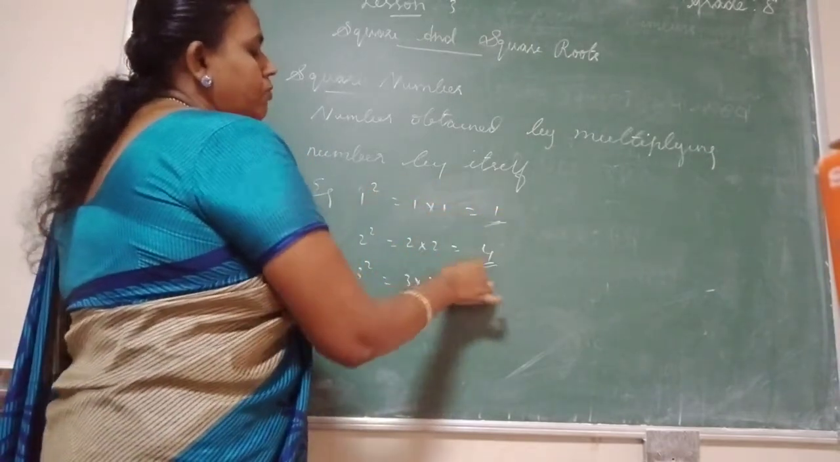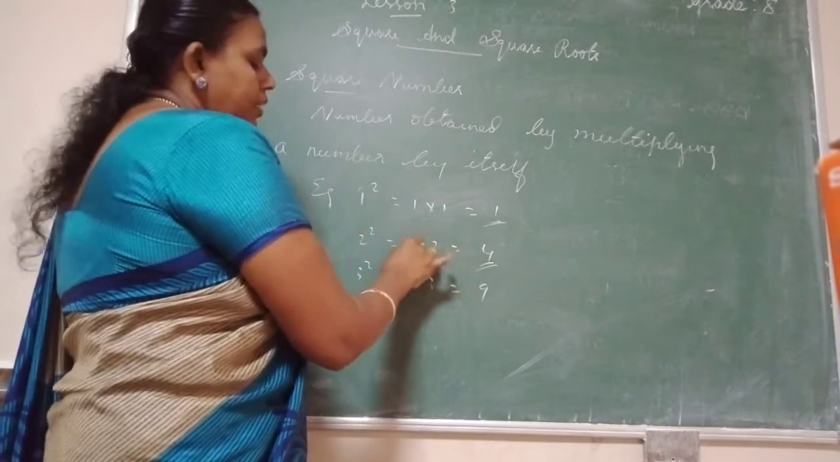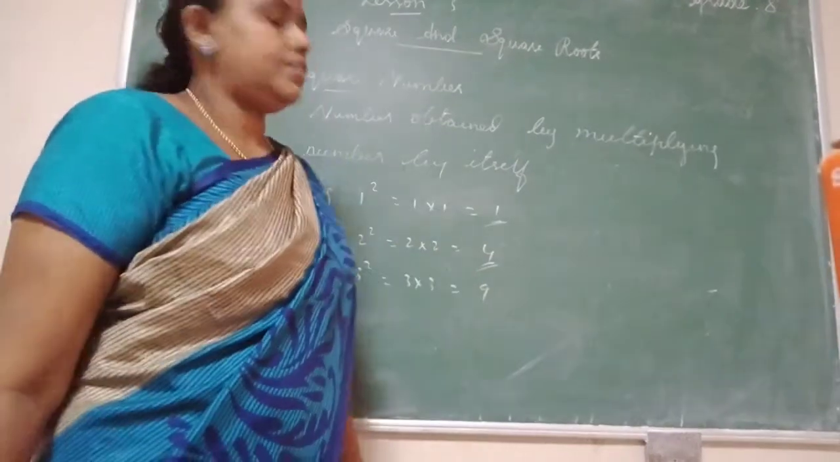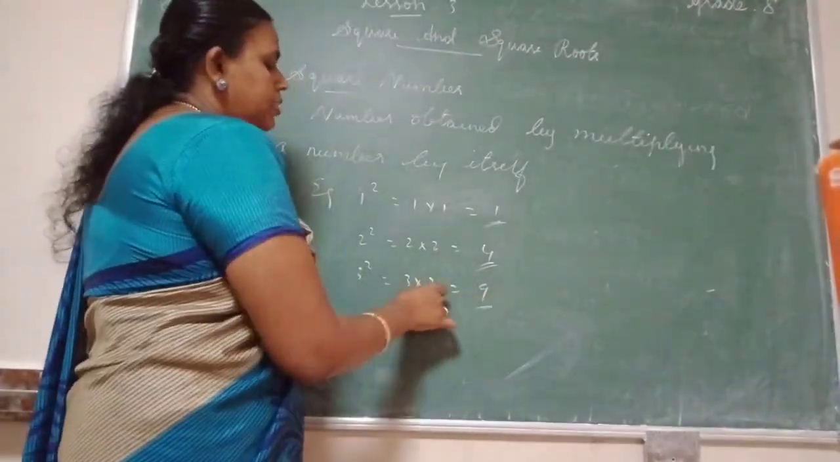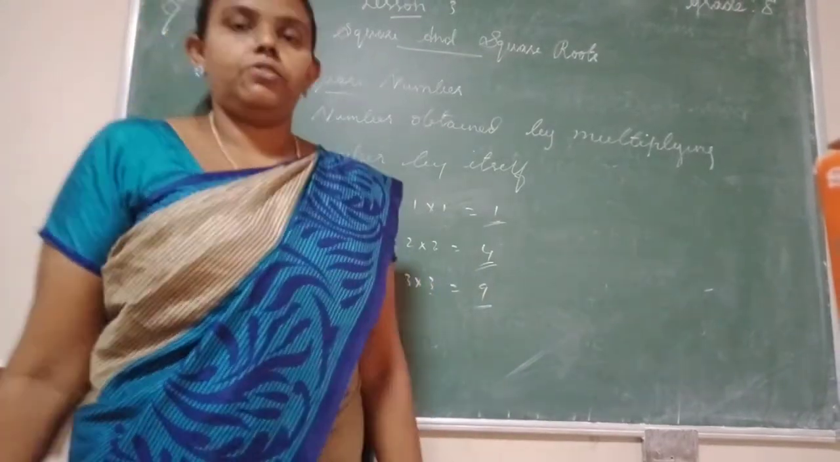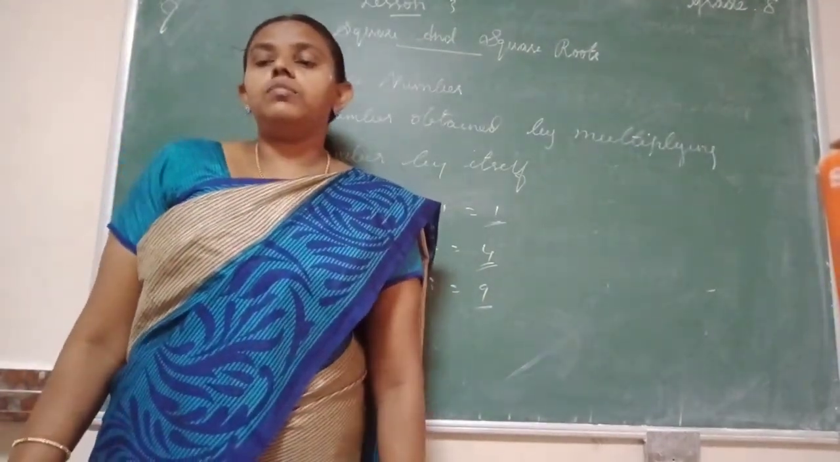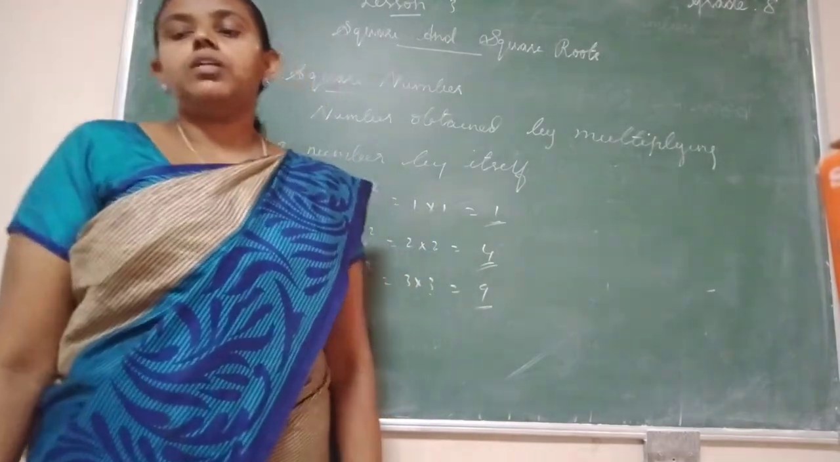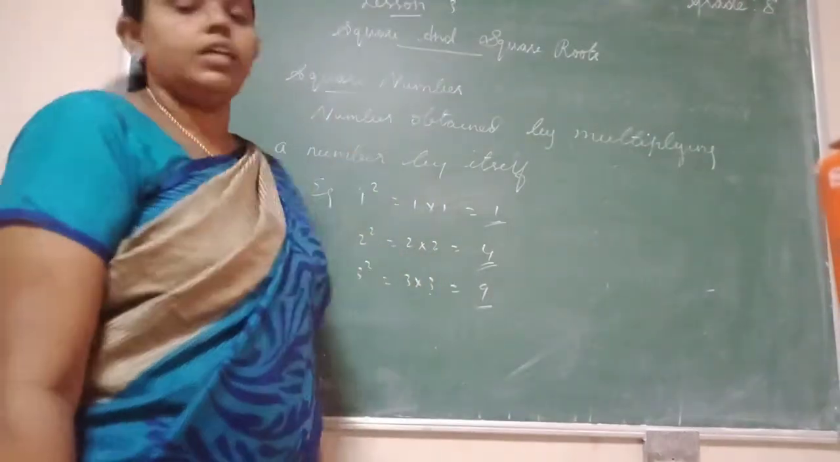You got 4 by multiplying 2 by itself. 9 we got by multiplying 3 by itself. So what is a square number? A square number is a number that is obtained by multiplying a number by itself.